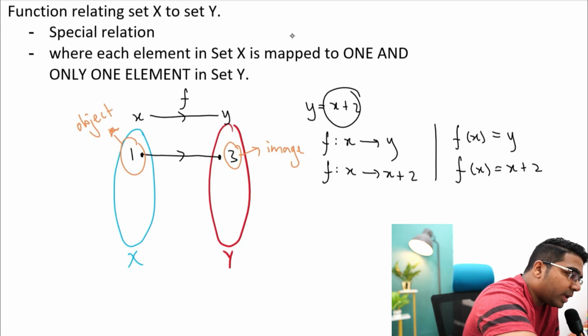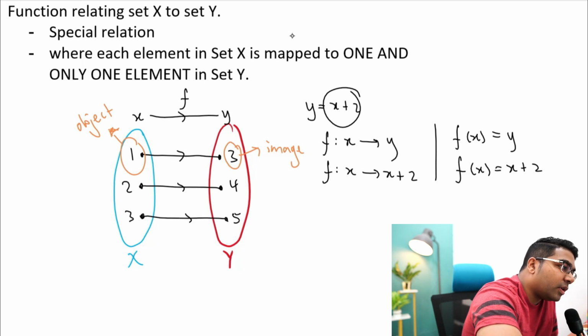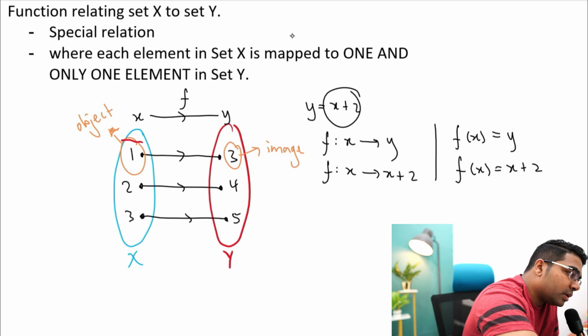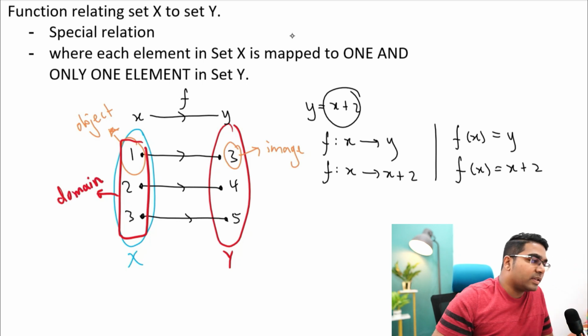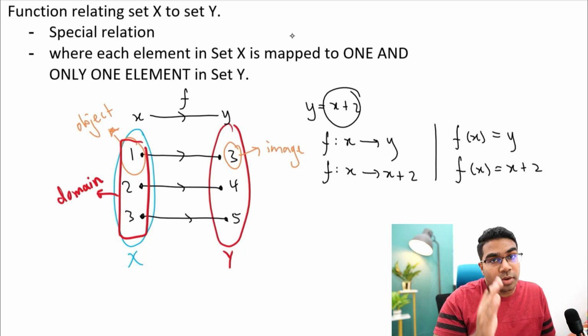And all the values of the object, so let's say we have another two objects. Let's say we had 2. Function f would map 2 to 2 plus 2, which is 4, and 3 to 3 plus 2, which is 5. So this set of objects here is known as the domain. All the possible values for the object of the function is known as the domain. This is all you need to know in order to learn composite functions.